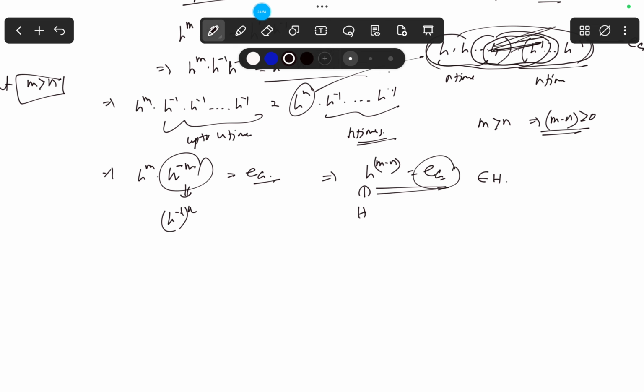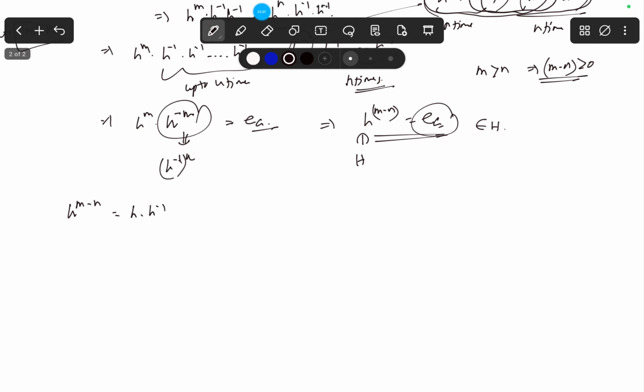Now what is E of G? So H of m minus n is basically the same as H times H inverse, right? So that means H of m minus n times, okay, we can just take here H inverse now. Note that m minus n is strictly larger than 0.